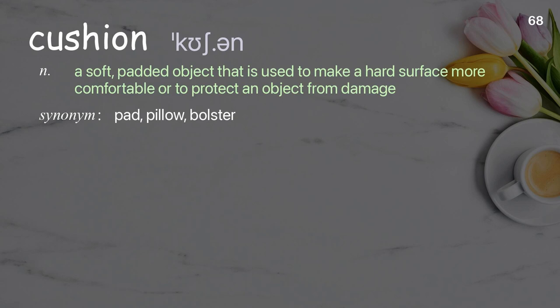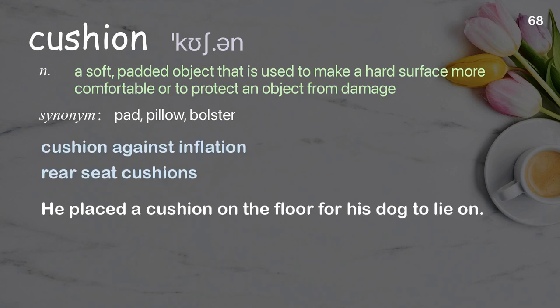Cushion: a soft, padded object that is used to make a hard surface more comfortable or to protect an object from damage. Examples: cushion against inflation, rear seat cushions. He placed a cushion on the floor for his dog to lie on.